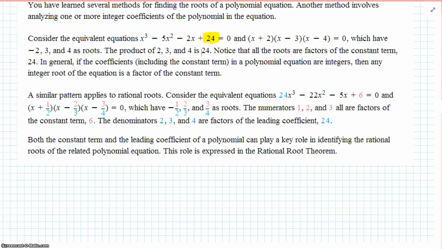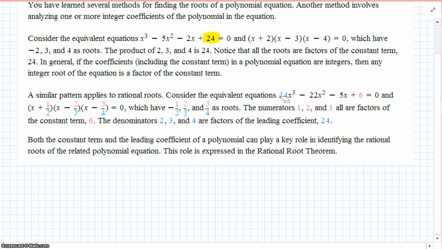A similar pattern exists for rational roots. Consider the equivalent equation: 24x cubed minus 22x squared minus 5x plus 6 equals 0. It factors to (x plus 1/2)(x minus 2/3)(x minus 3/4), which have roots of -1/2, 2/3, and 3/4. The numerators of these roots, 1, 2, and 3, are all factors of the constant. And the denominators, 2, 3, and 4, are all factors of the leading coefficient.